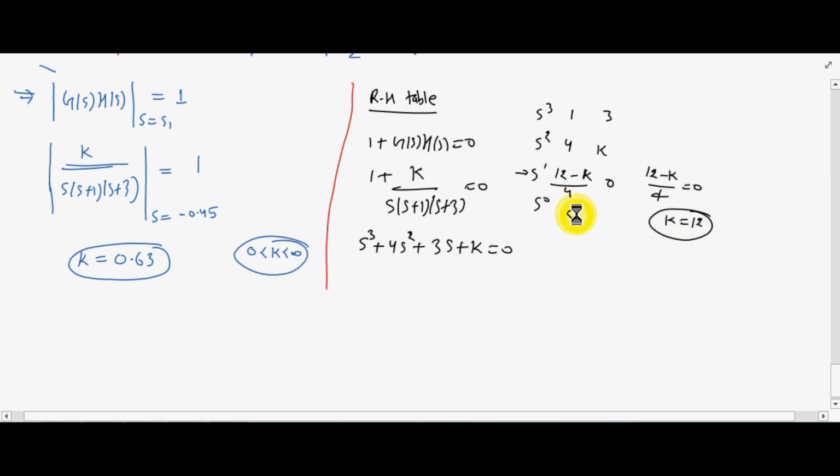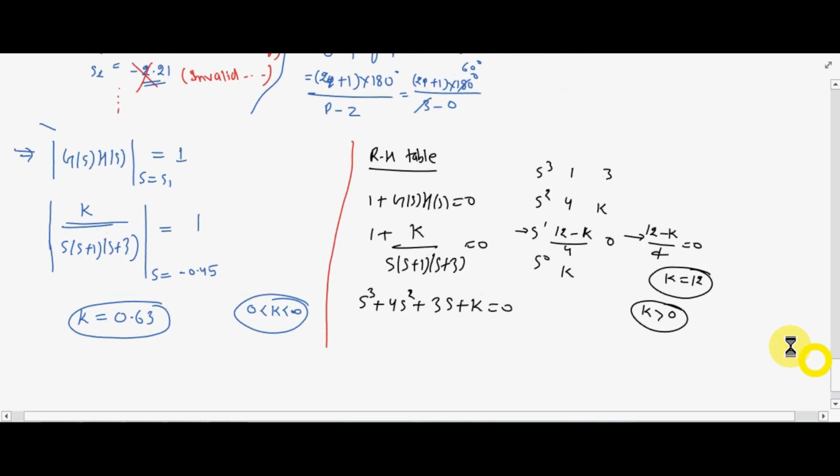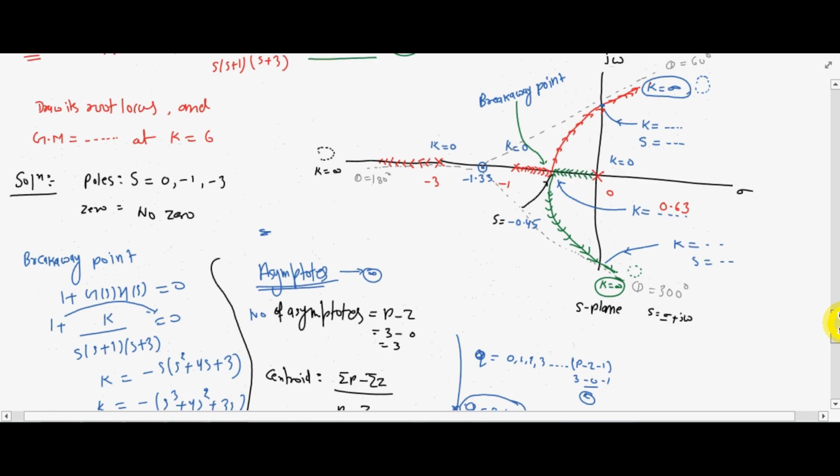And here the k should be greater than 0. Clear? K should be greater than 0, because the even power of s row cannot be 0. K is equal to 12 from here. Now the system is marginally stable. At this condition, when this row becomes 0, and we put k is equal to 12 here, then the system is marginally stable. Then at this point the value of k is 12.